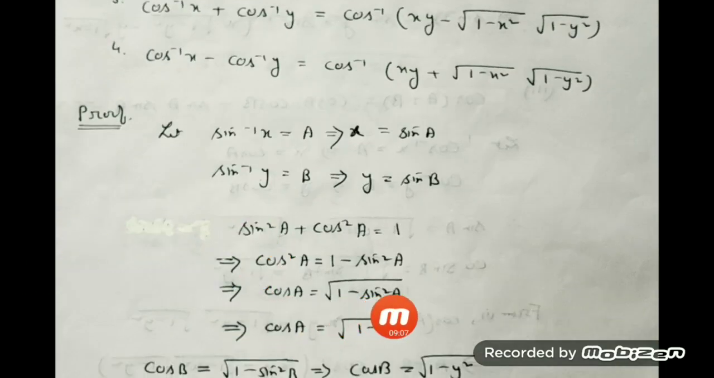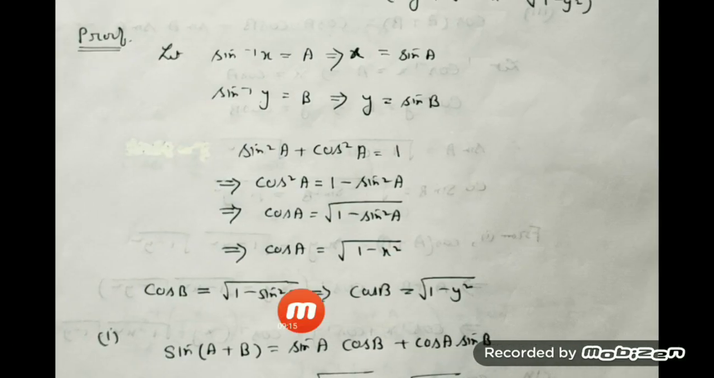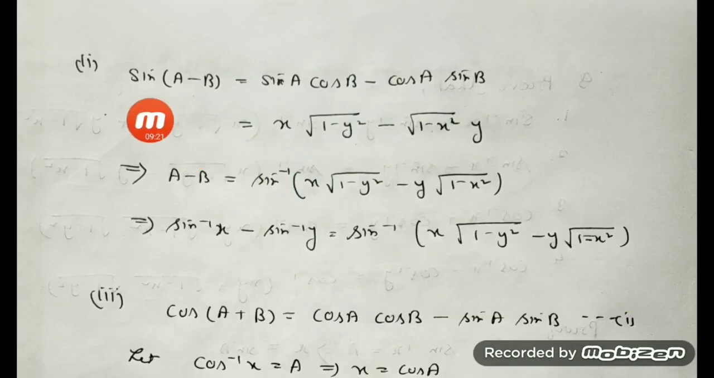Cos A is equal to root over 1 minus sin square A, that is, root over 1 minus x square. Similarly, cos B is equal to root over 1 minus y square. Now I am just using the formula. Your formula is sin of A plus B, or A minus B. Use the formula, substitute their values, then bring this sign to the right side. Then substitute back what A and B are, because these were substituted; originally they are not present. Your answer must be in terms of x and y.